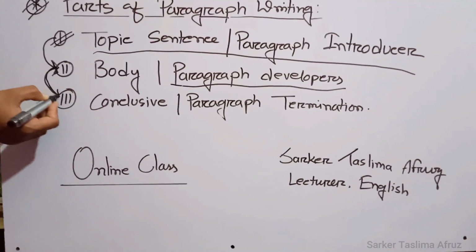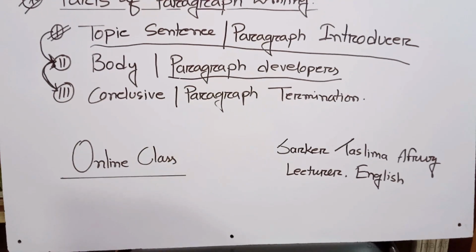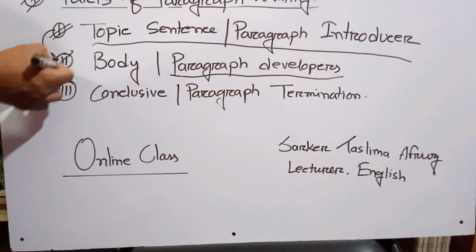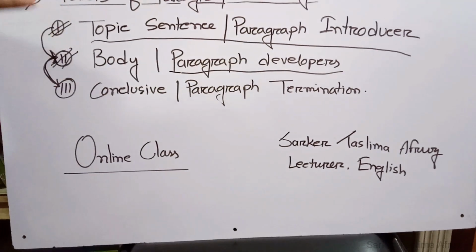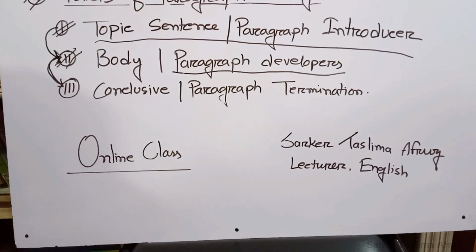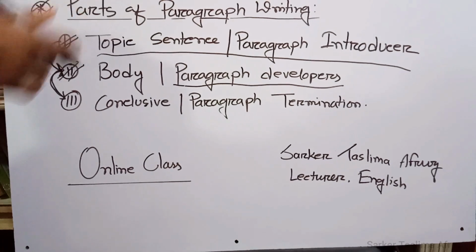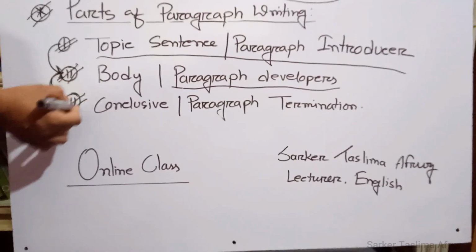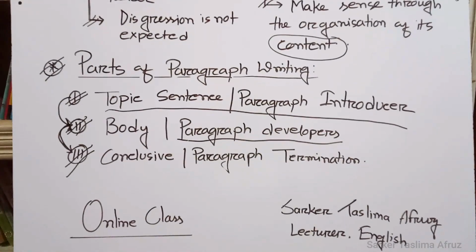Next comes the conclusion, or paragraph termination. So you have written these two parts. Next, you have to write a suitable conclusion so that the reader can understand the whole thing at a glance. So dear students, I hope you understood the very important things, that is, the parts of paragraph writing.